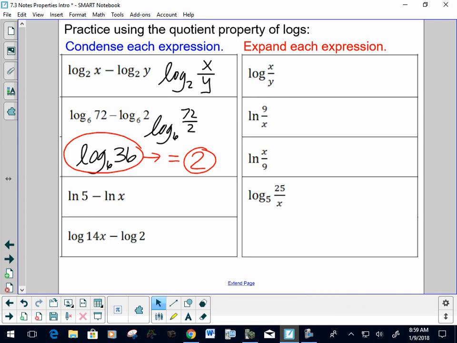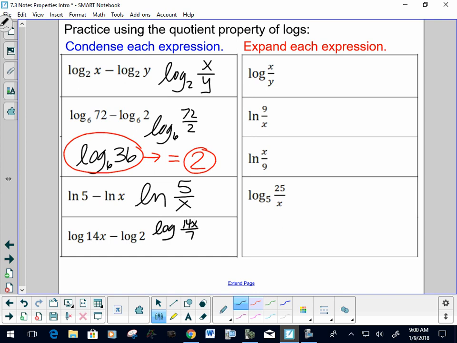Okay, the natural log of 5 subtract the natural log of x. That would be the natural log of 5 over x. And this last one, the log of 14x subtract the log of 2 would be the log of 14x over 2. So we could say that that's the log of 7x, because you can go ahead and divide that 2 out.